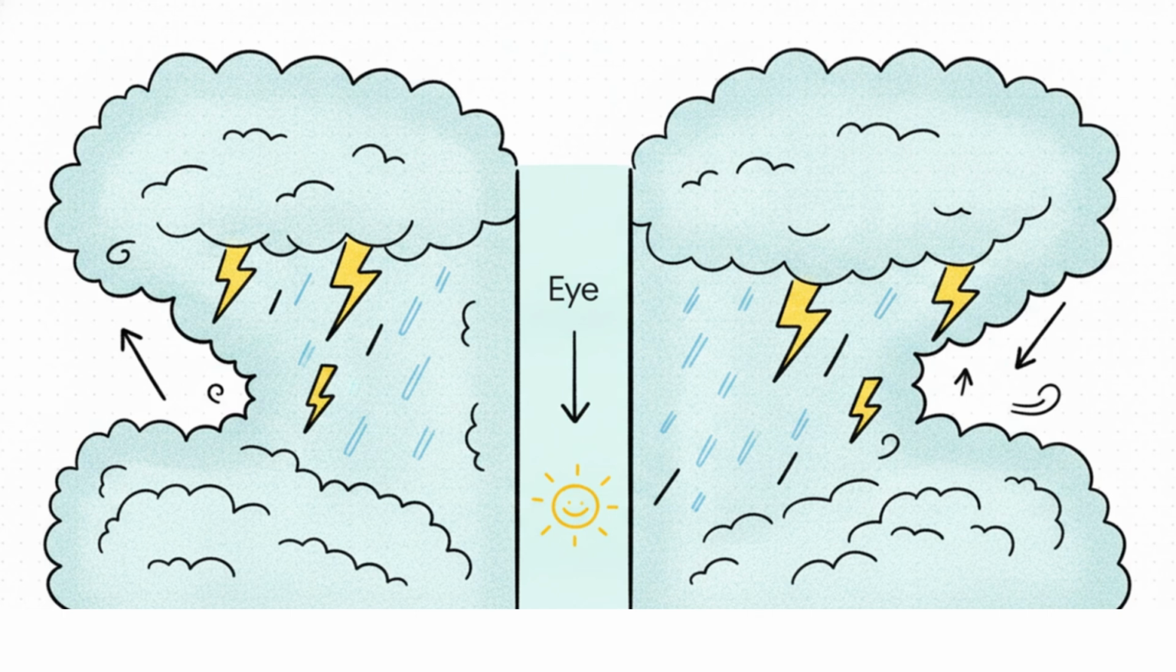But directly surrounding this eerie calm is the eyewall. This is a violent, towering ring of thunderstorms containing the absolute most extreme winds of the entire system. When the backside of that eyewall hits, it brings the absolute worst impacts of the storm.